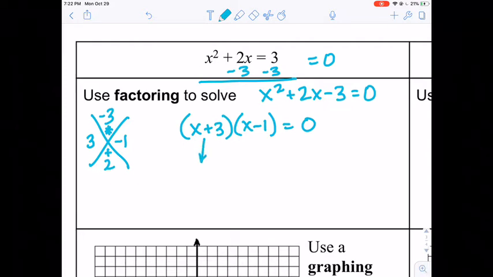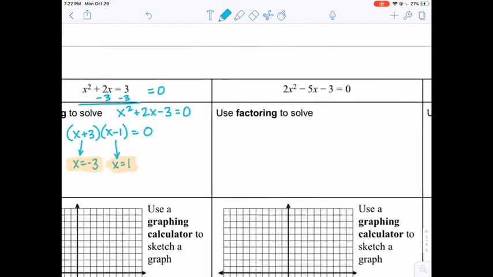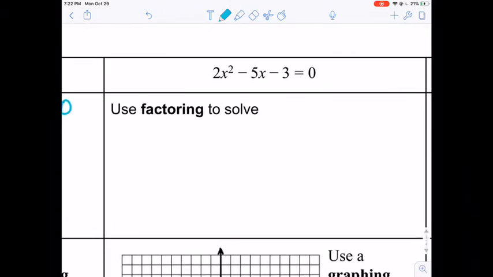From there I can pull out that x should be equal to negative 3 and x should be equal to 1. So I have those as my 2 solutions. So that makes sense to me. I'm going to take a look at this one here to see if I can factor this one, because we're going to solve these simultaneously.